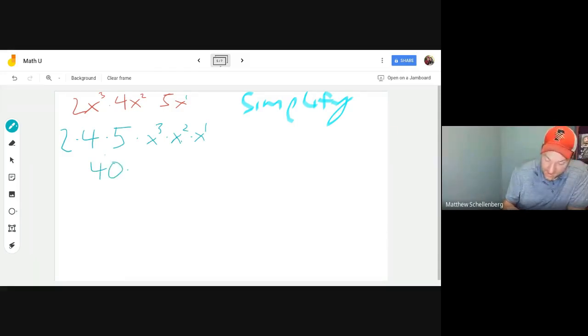And for the x's, let me just be really thorough, just to show you how this works: 3 plus 2 plus 1, which is 6. So it is 40 times x to the 6th power. And that is how you simplify that one.